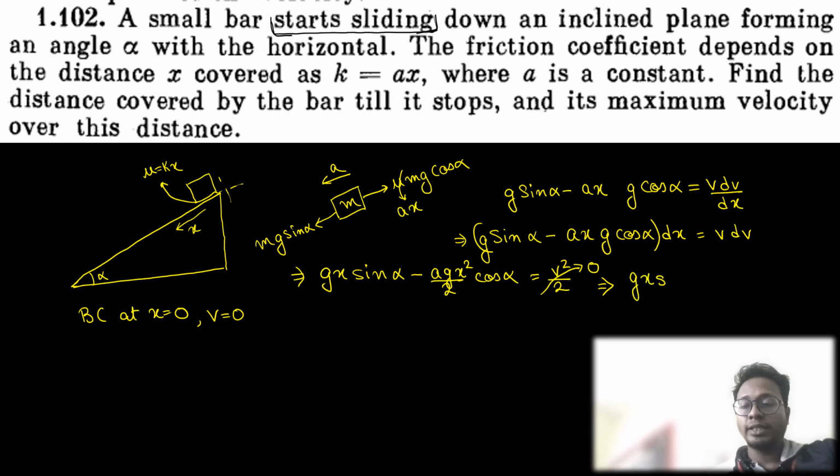When g sin alpha, if velocity becomes 0, I'm taking this entire term to the right hand side, is equal to g a x square by 2 cos alpha. g and g would get cancelled, x and x square would get cancelled. Sin alpha by cos alpha is nothing but tan alpha. Okay, so let me make it neat and clean.